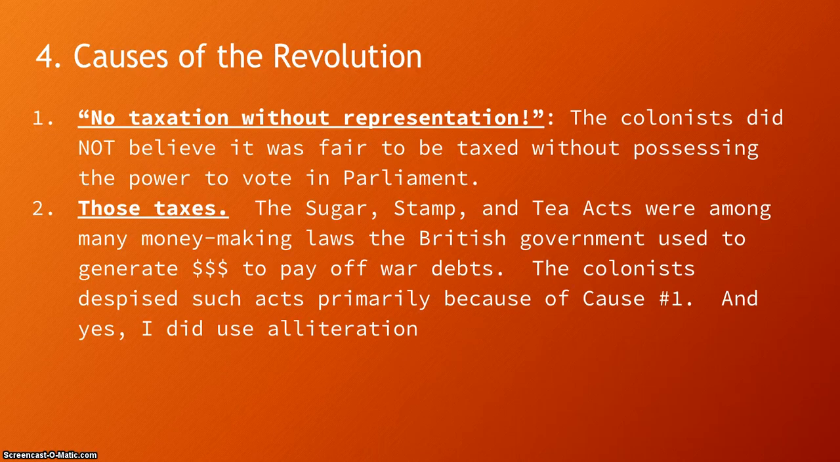Number 2, those taxes again. I'm going to stay on this tax thing. I'm not going to break down each and every tax. The big thing to remember is that the Sugar, the Stamp, and the Tea Acts were among the many money-making laws the British government used to generate money to pay off their war debts. That's basically what it was. They were cash cows. And the colonists knew it, and they despised it.